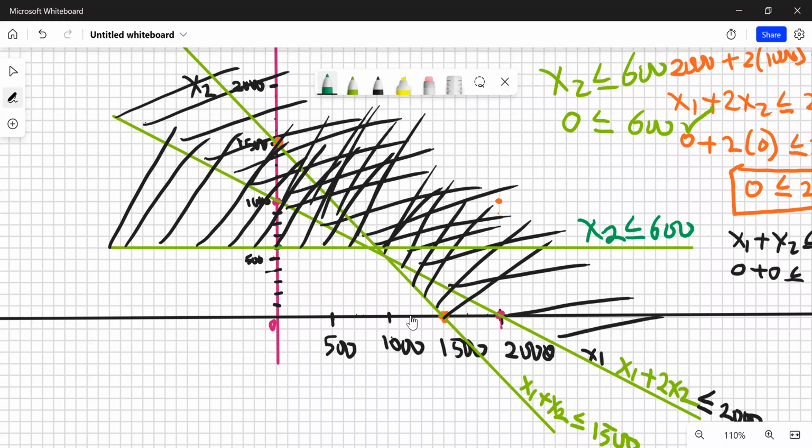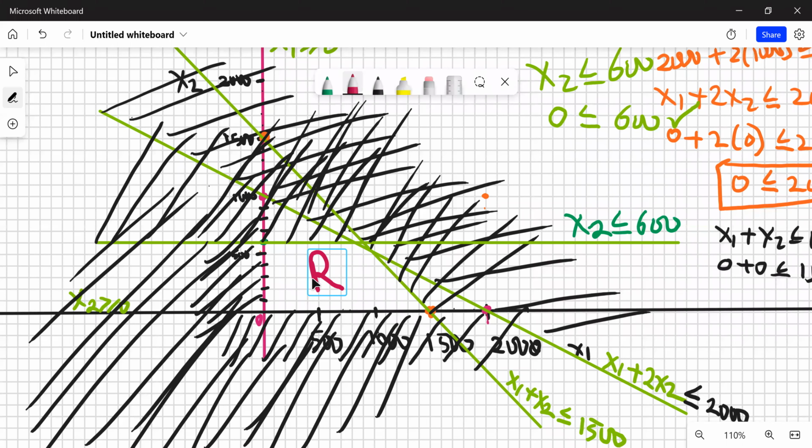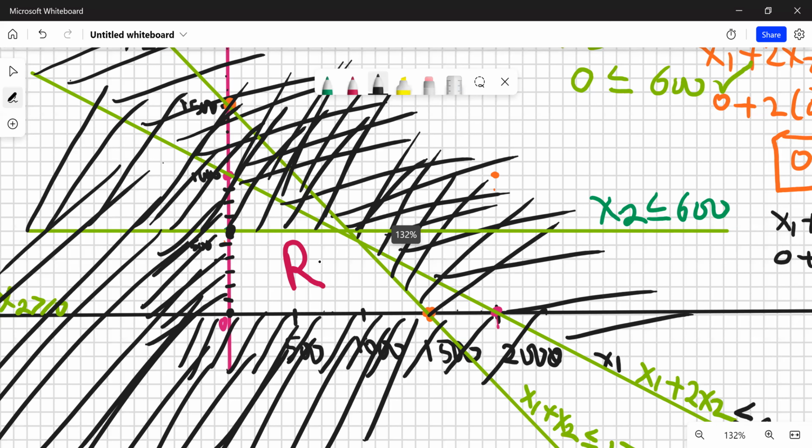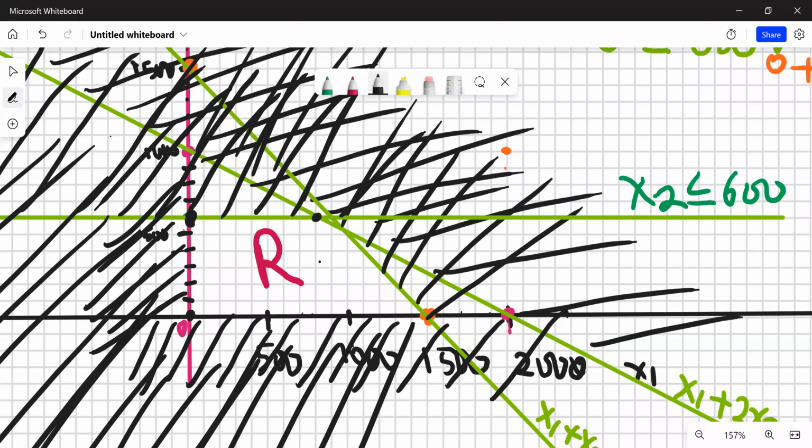The number of units of type 1 and type 2 that need to be produced must be a number within this region here. Okay, so we mark all the points where 2 or more lines intersect. Let me zoom in. We mark all the points where 2 or more lines intersect, like that.